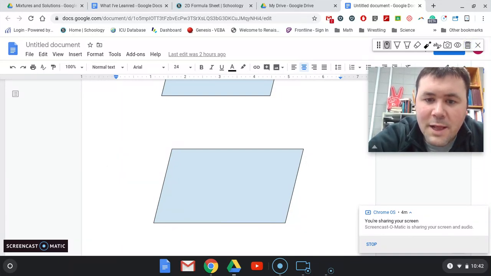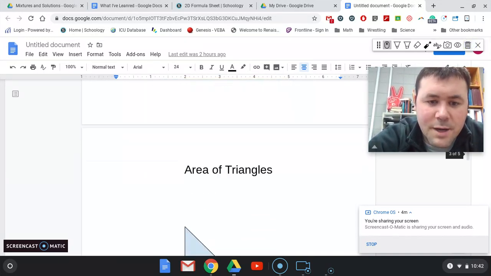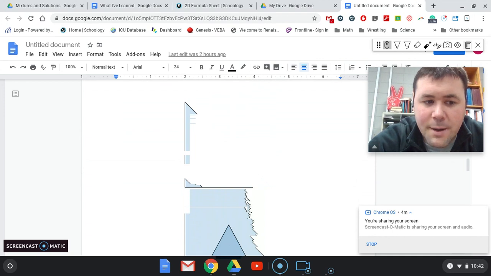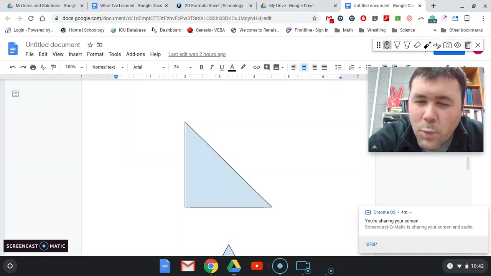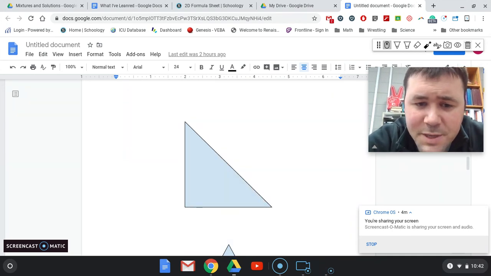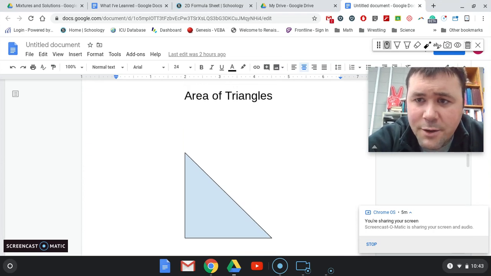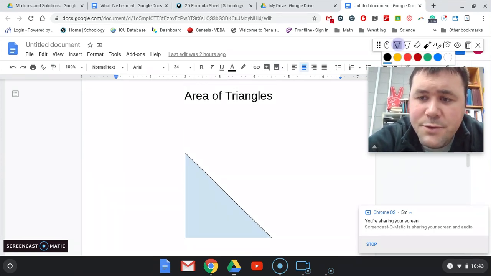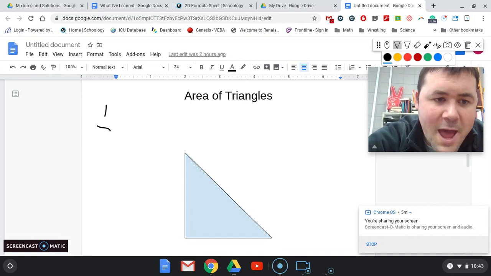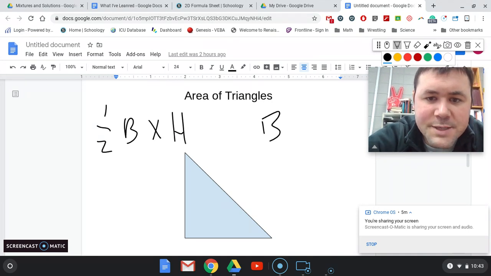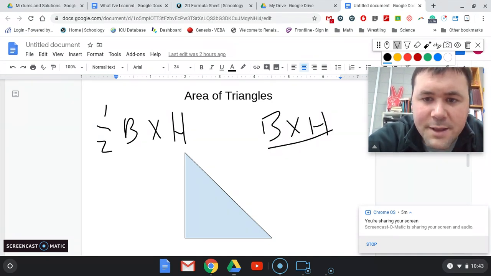All right. Now the last one is what we just got done talking about on Wednesday, and this would be the area of a triangle. Now, remember, there are 2 different ways you can solve this. You can do half of the base times your height. You could also do base times height and then divide that answer by 2. Personally, I think this one is easier, but you could use both of them.